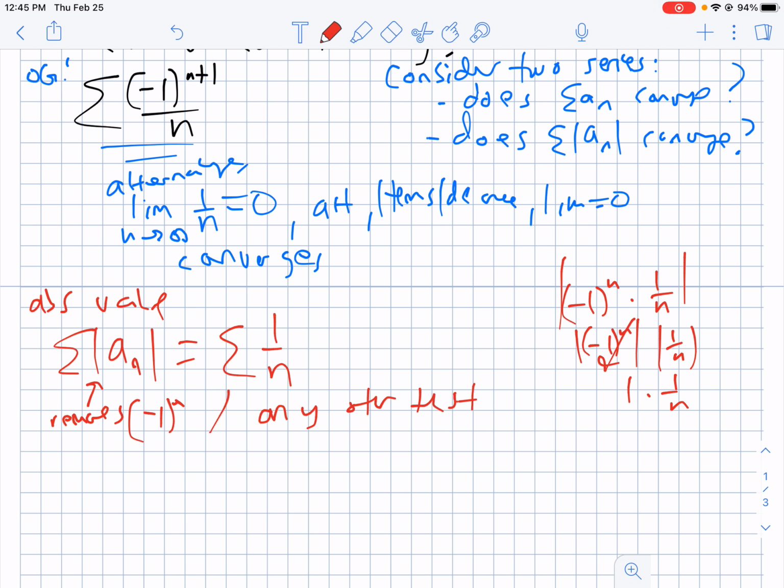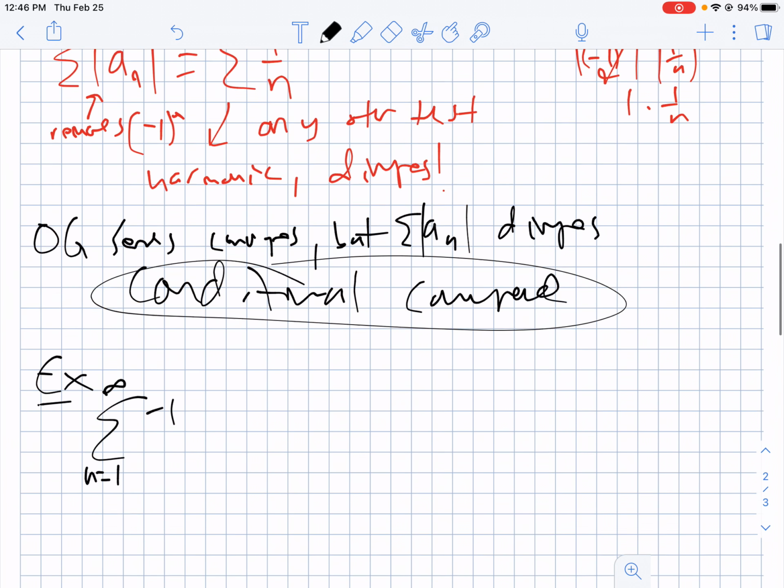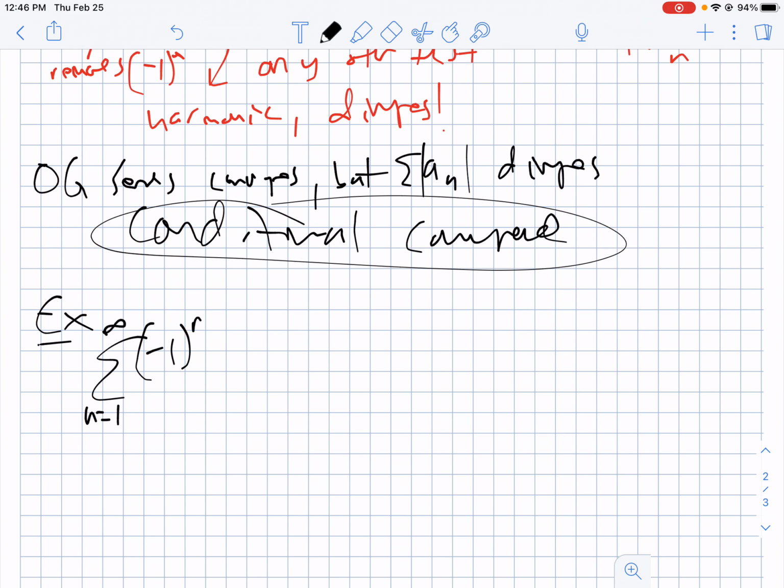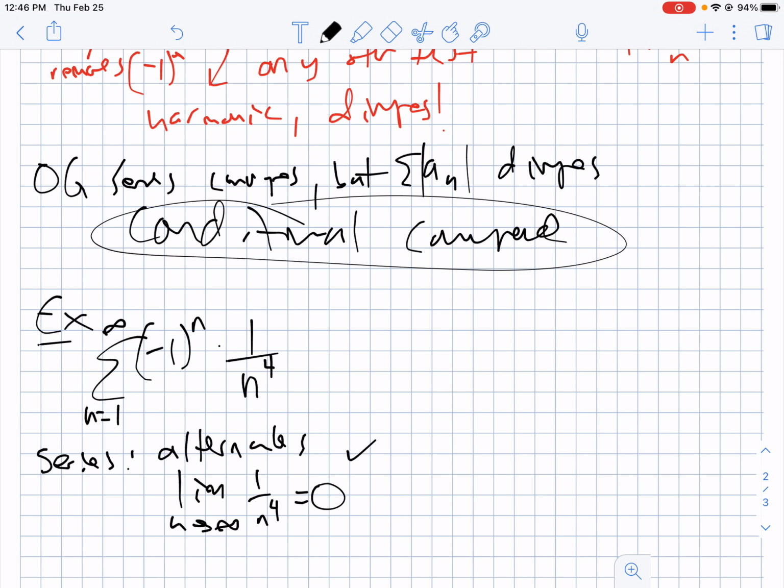Suppose in our next example, we take the sum from 1 to infinity of negative 1 to the n times 1 divided by n to the 4th power. Let's say this series is an alternating series. Because the series alternates, we take the limit as n goes to infinity of the rest of it, which of course is 0. Because it alternates, the limit is 0, and the terms decrease, so the series converges.